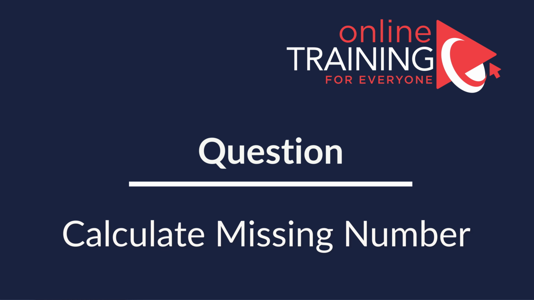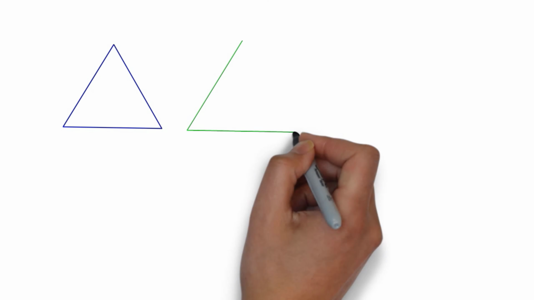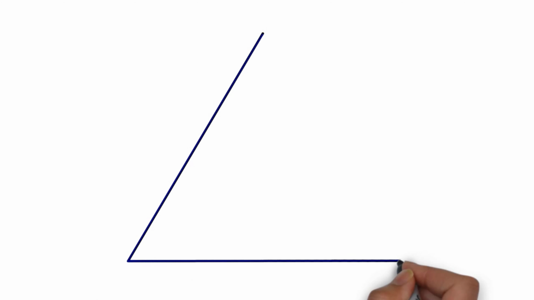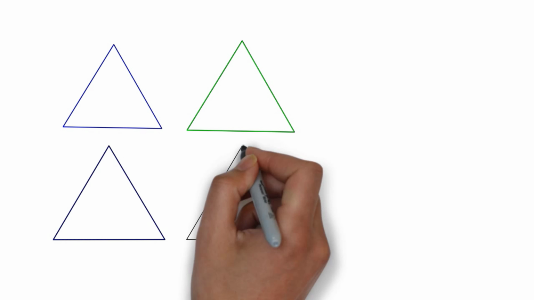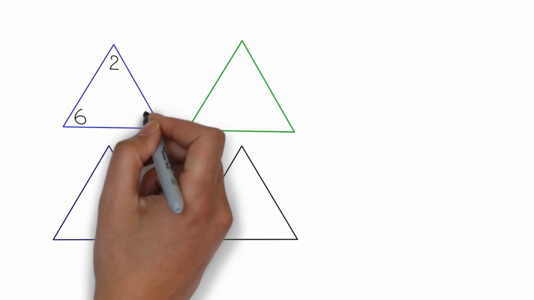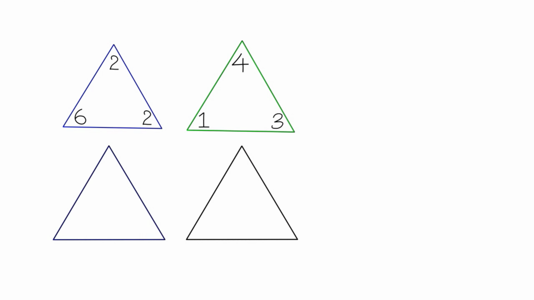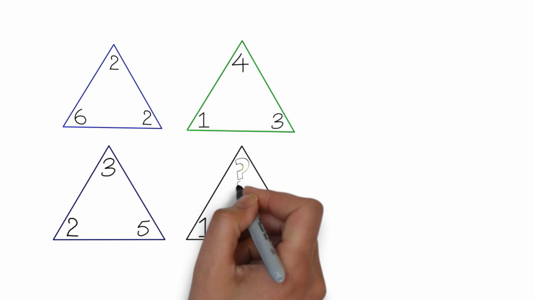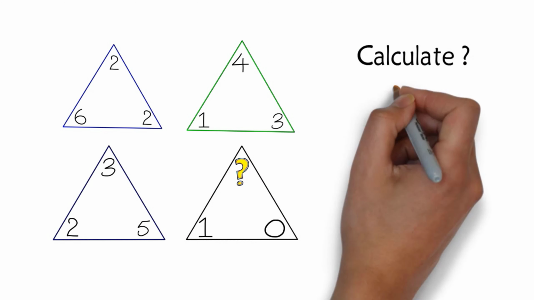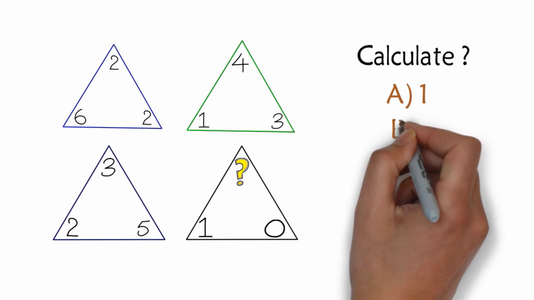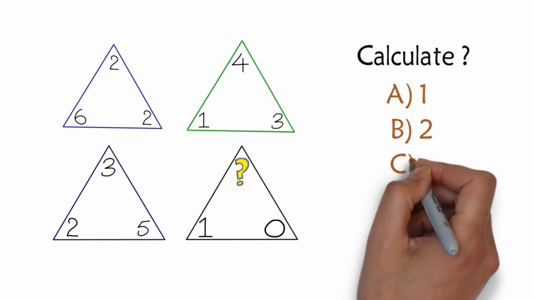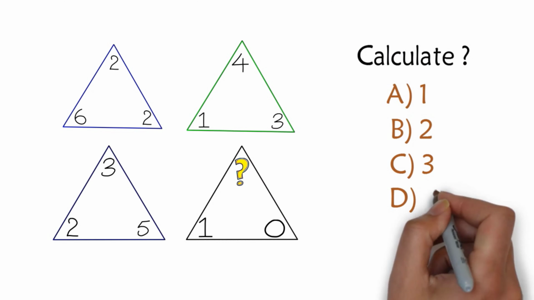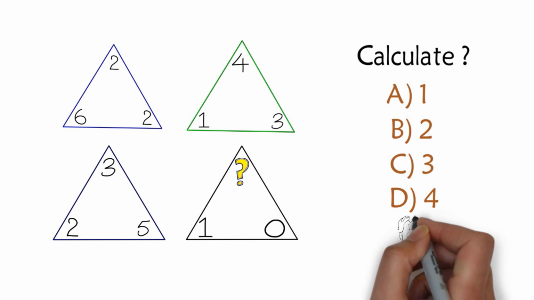Here's another puzzling question you might find difficult to solve. You're presented with 4 triangles. Each triangle has a number in the corner, and you need to calculate one of the missing numbers in the upper corner of the black triangle. You have 4 different choices. You have choice A, 1, choice B, 2, choice C, 3, and choice D, 4. Can you determine the answer?